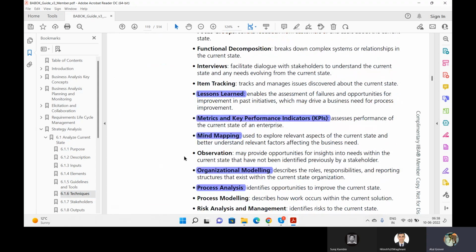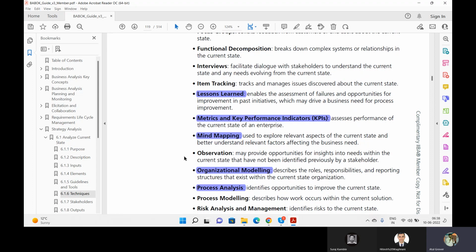Now the next one comes: the metrics and the KPIs. In simple words, if I say metric, it means something you want to measure. And KPI means one parameter, one indicator in the performance cycle.